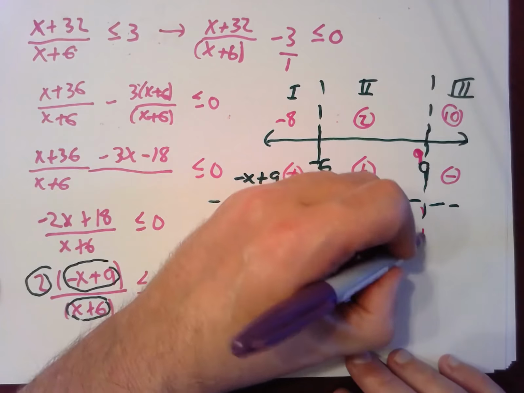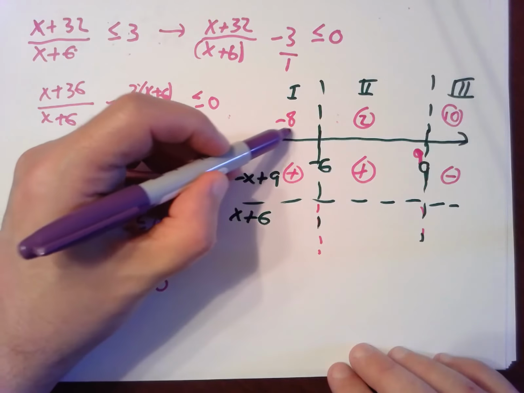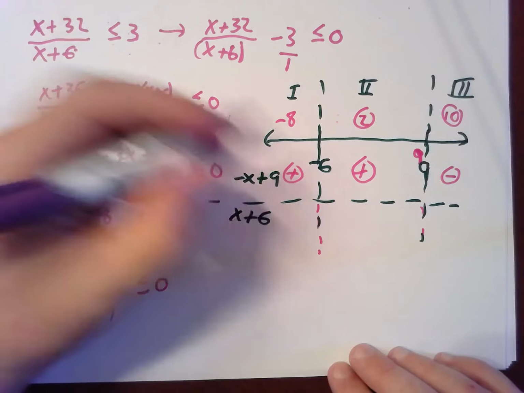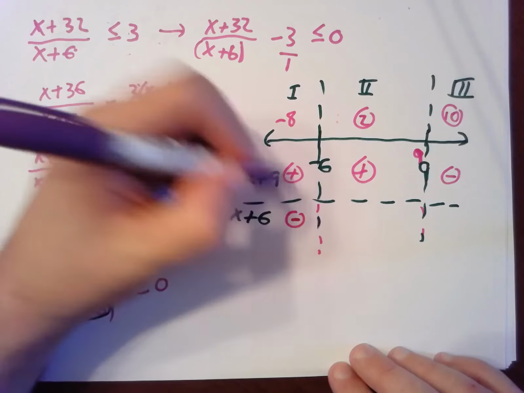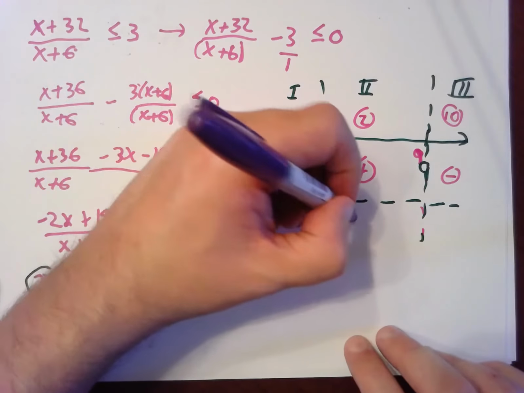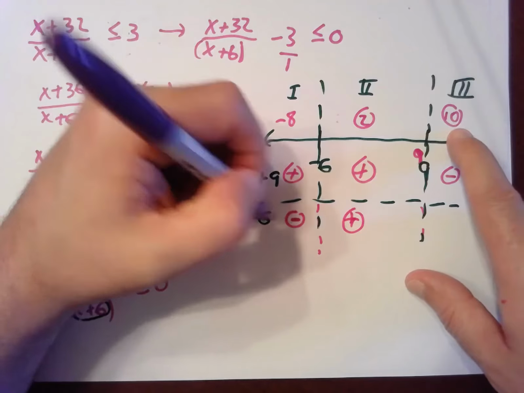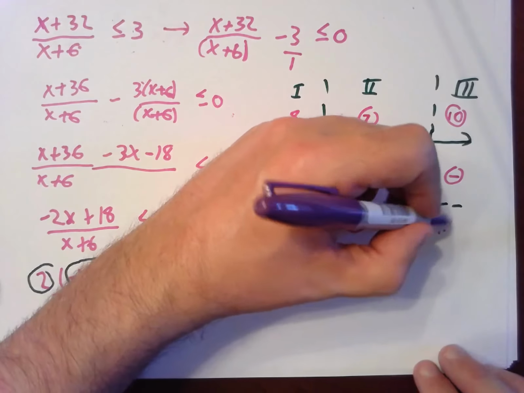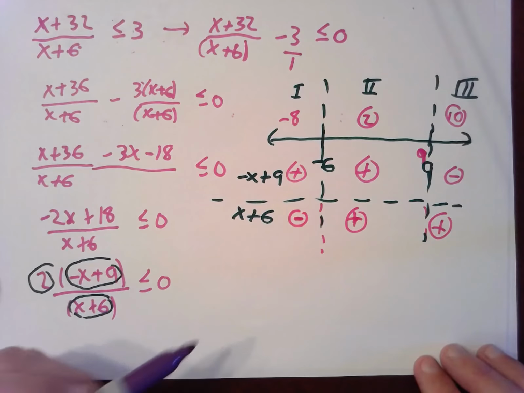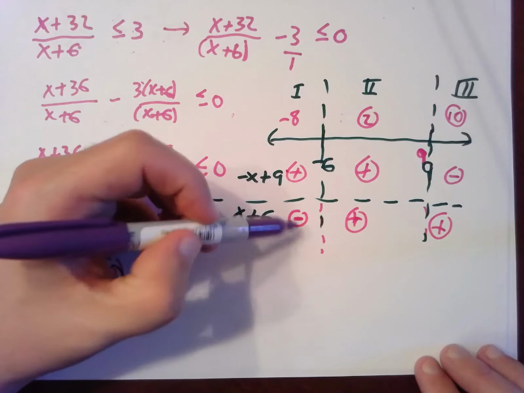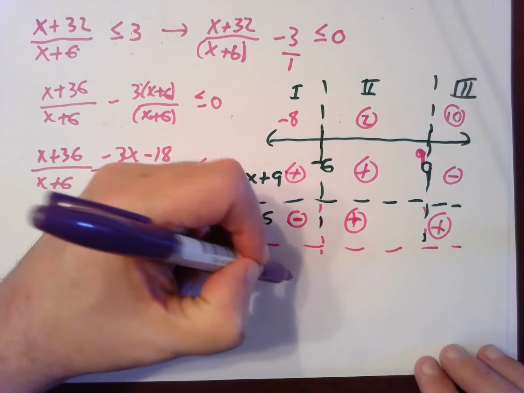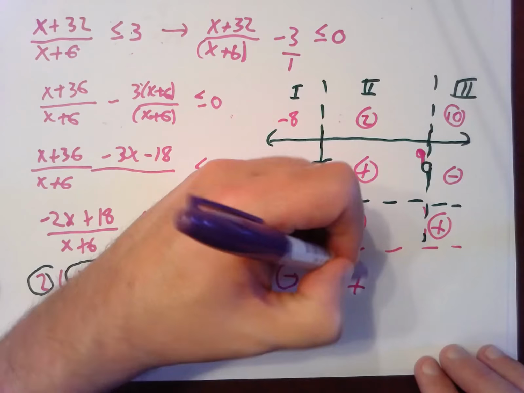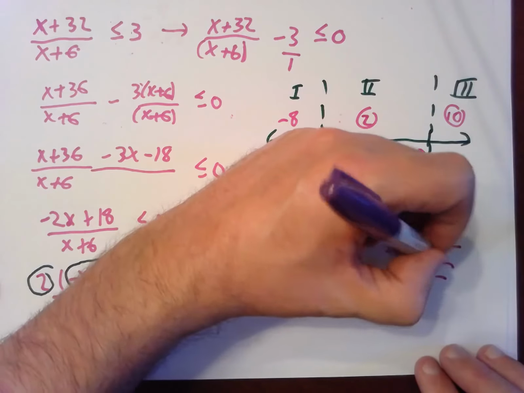Again, we can plug in our x values and check. Negative 8 plus 6 is a negative number. 2 plus 6 is positive. 10 plus 6 is positive. Okay, we multiply down. Positive times a negative is a negative. 2 positives is positive. 1 negative is negative.